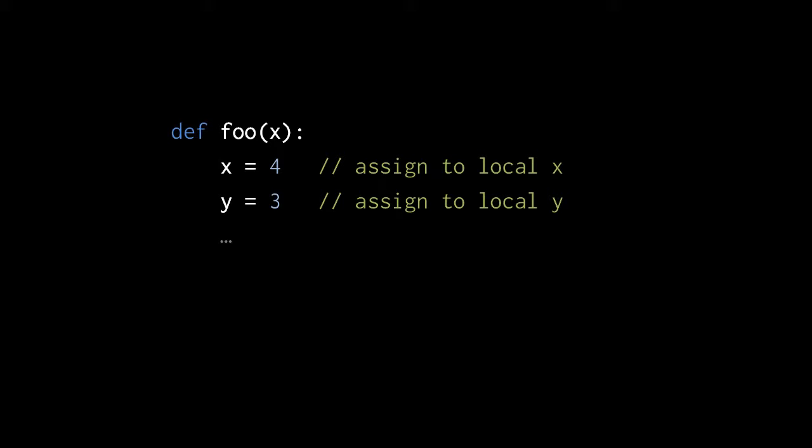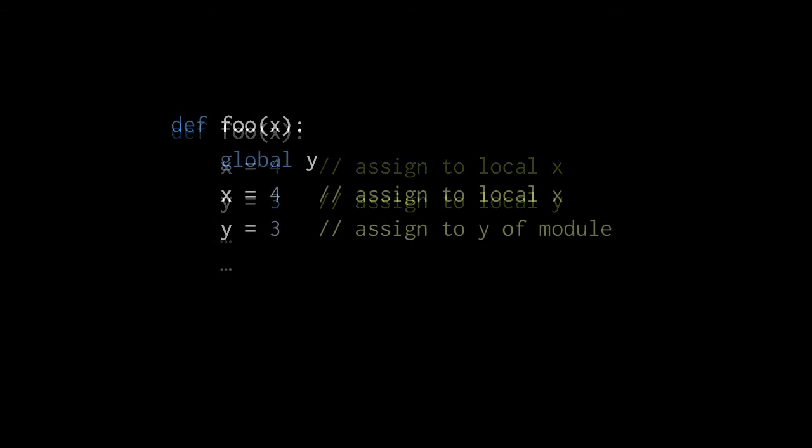In Python we have to explicitly declare that a variable is not local to the function. And one way to do that is with the global statement. Here the statement global y is declaring that in this function, y refers to a global variable. Global here meaning really a variable of the module. So now the assignment of 3 to y is assigning 3 to y of the module, not a local variable y. There is no local variable y in this function.